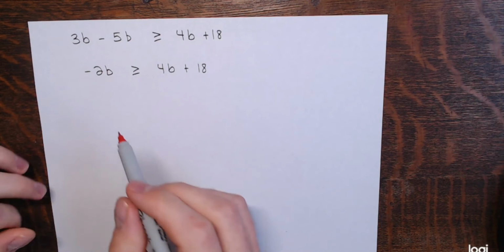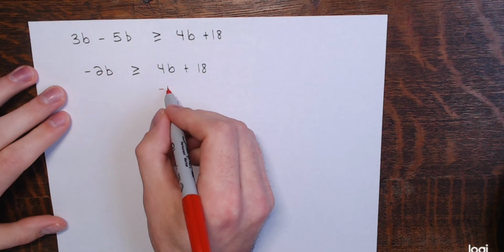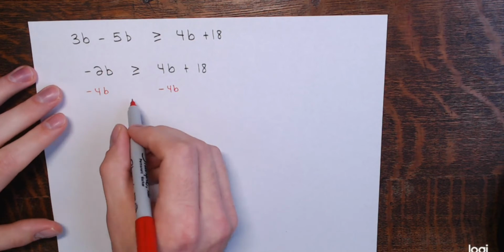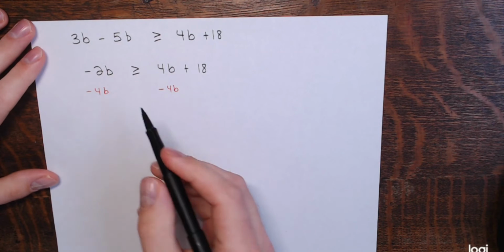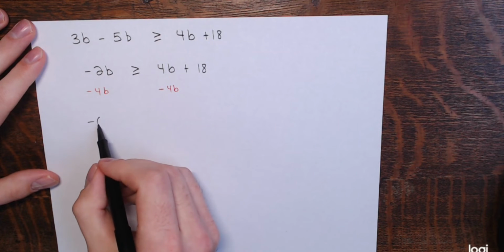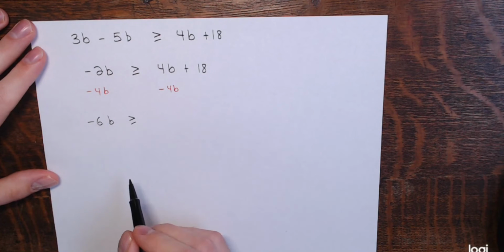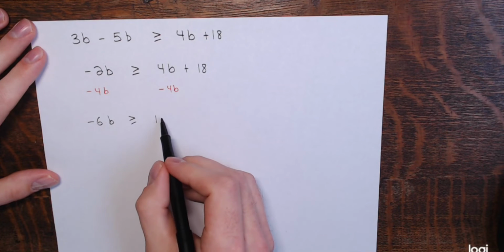So I already have negative 2b over there. So I'm going to subtract the 4b from the right side and do it to the left side as well. Now this is just subtraction. Addition and subtraction doesn't change the symbol. So this is negative 6b on the left still is greater than or equal to, right? I just did subtraction. And then over here on the right side, I only have positive 18.